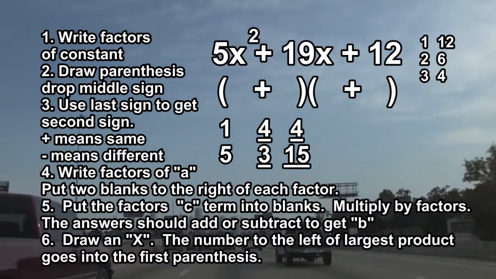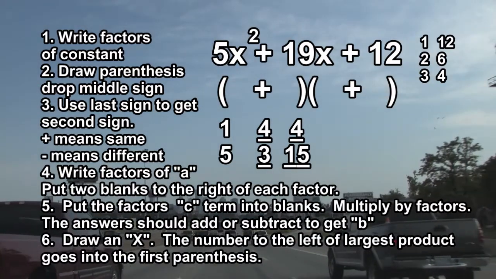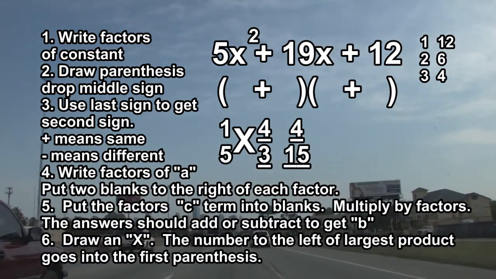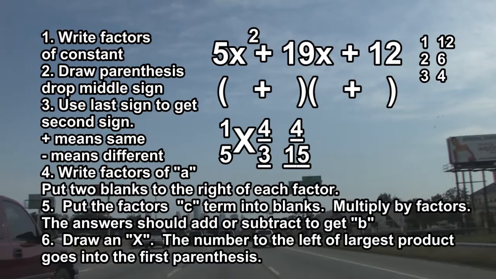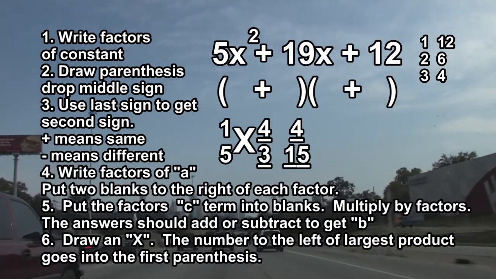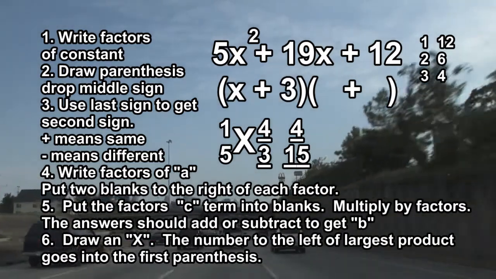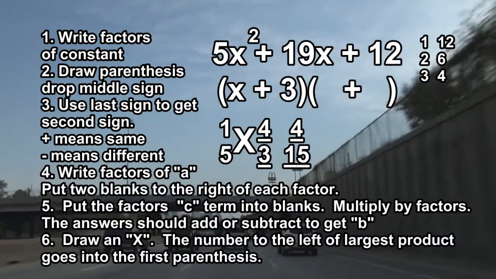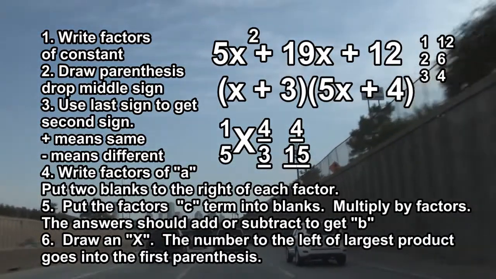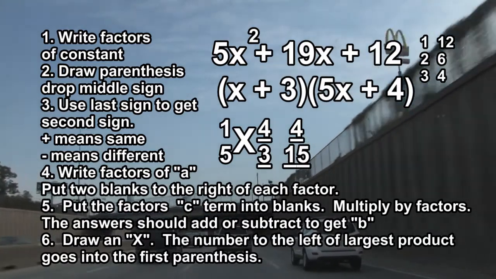That brings us to our last step, step 6. Draw an X between the 1 and 5 and 4 and 3. The number to the left of the largest product, in this case 15's larger and 3's to the left, will go into the first parentheses. So the 1x and 3 would go into the first parentheses. Now we'll put 5 and 4, or 5x plus 4, into the next parentheses. That makes our answer x plus 3 and 5x plus 4.